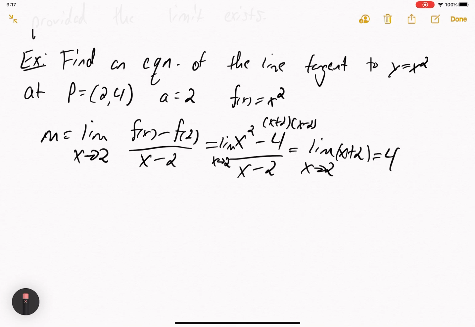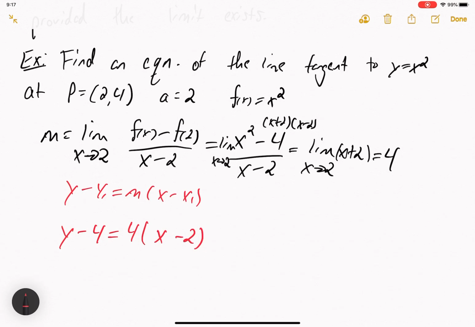So once we've done that, now we found the slope. Now we can simply use point slope form. So it's y minus y1 is equal to m times x minus x1. So y minus 4 is equal to 4 times x minus 2. And if you simplify that, you'll just get y is equal to 4x minus 4. So that's our equation.